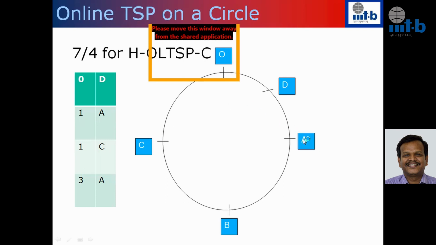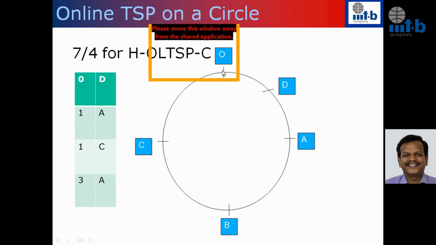After serving A, it can either come to B or it can go to O in order to serve C, right? So both are same. But in this case, we will assume that it will go back to O. If it goes to B, the same algorithm, same analysis argument will hold. So at 1, it is at O, and at 1, there is a request to be released at K.